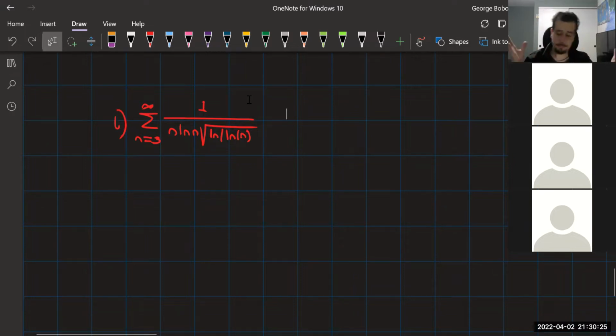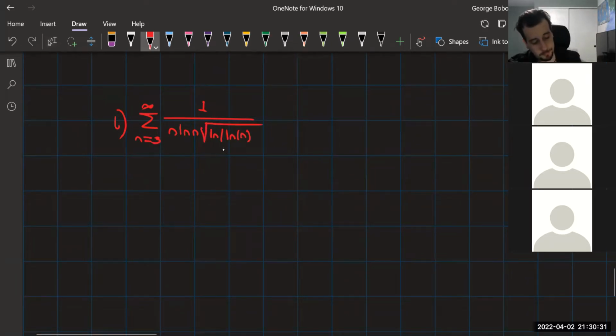So this is crazy already. n times ln n times the square root of ln n. Wonderful.